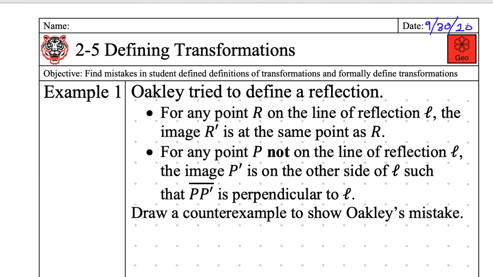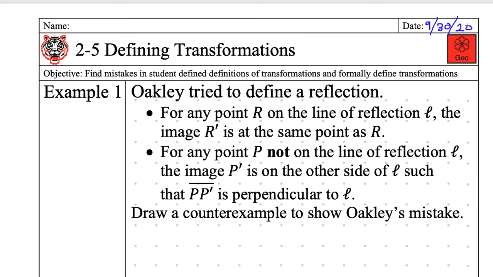Kira? Euclid tried to define a reflection. For any point R on the line of reflection L, the image R prime is at the same point as R. For any point P not on the line of reflection L, the image P prime is on the other side of L such that P prime is perpendicular to L. Draw a counterexample to show Euclid's mistake.